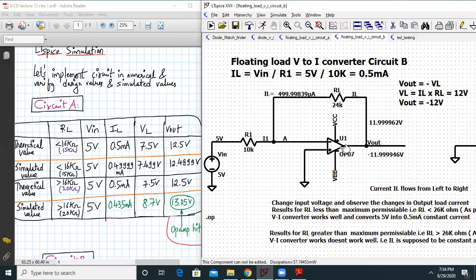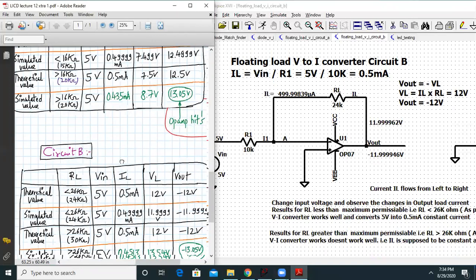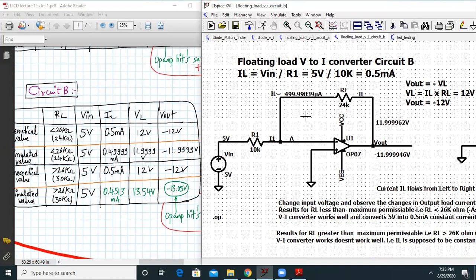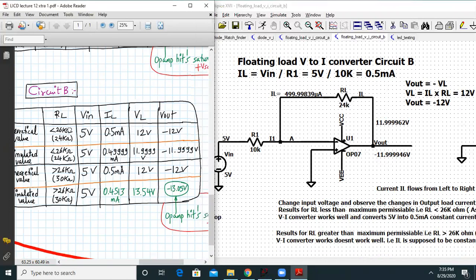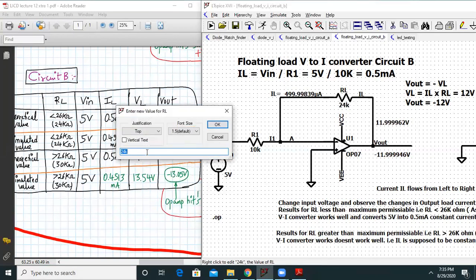Let me just maximize this. So here, for circuit number B, VL is around 11.999 and Vout is around minus 11.999. The value of the current IL, which is the same in this branch also, is around 0.5 milliamps as predicted. So here the V2I converter works well and it converts the 5 volts into 0.5 milliamp current. So let us check what happens if we don't follow this RL value properly and we give around 30 kilo ohm.